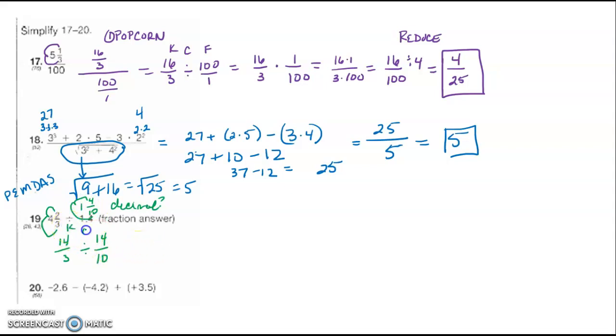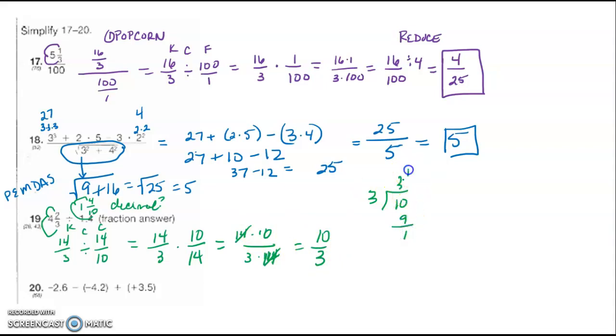Now I can keep, change. 14 over 3 times 10 over 14. So I have 14 times 10 over 3 times 14. My 14s are going to cancel and I get 10 over 3. 3 goes into 10 3 times with 1/3 left over. So my answer is 3 1/3. That is considered a fraction answer, a mixed number answer. They don't want this, they want this.